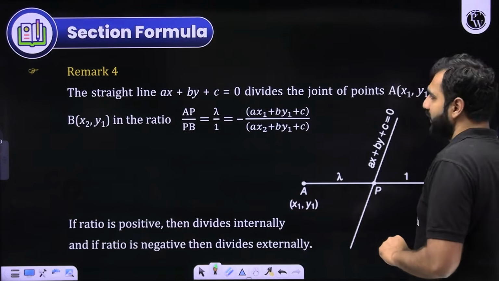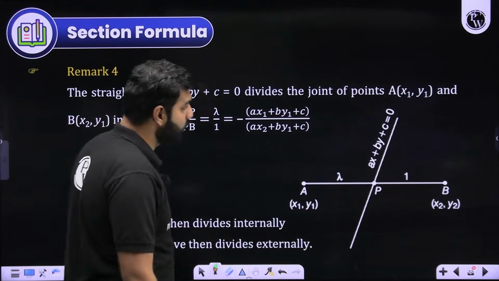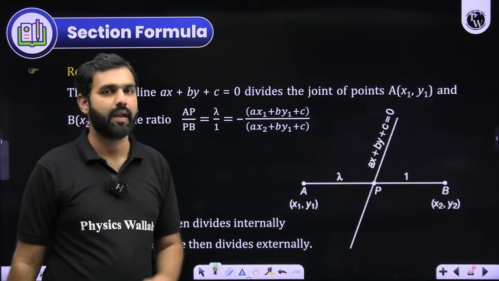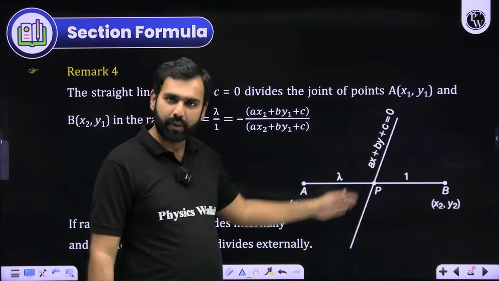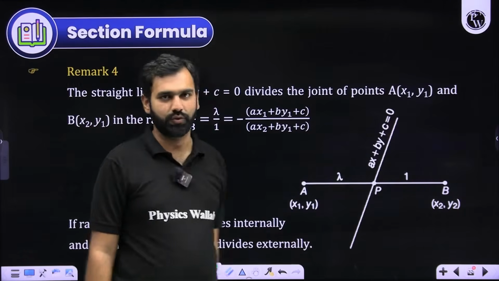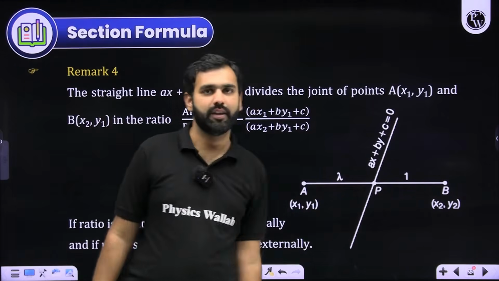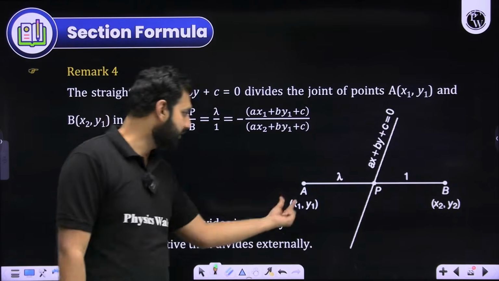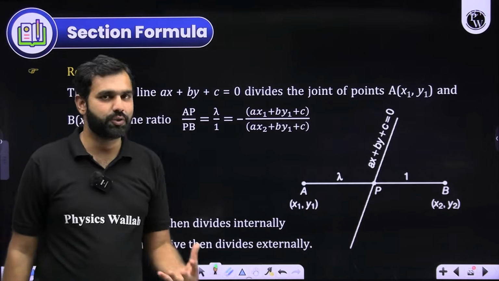Moving ahead towards the next remark, which is a short trick, a short technique, which we have discussed in 3D as well. How do we apply this in 2D? Let me demonstrate it here. Let's say there is a straight line ax plus by plus c is equal to 0. And this straight line divides the line segment created by joining the points A and B, (x1, y1) and (x2, y2), in a ratio. And we are asked to find that ratio.